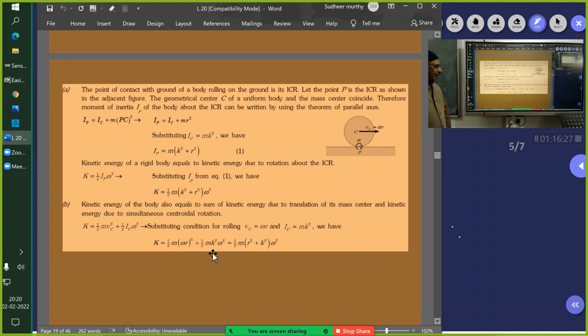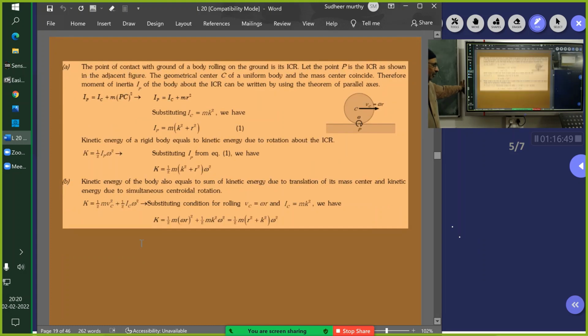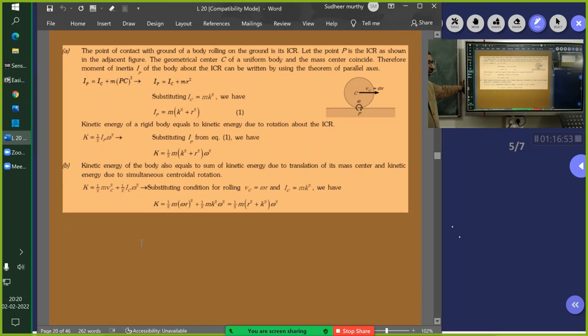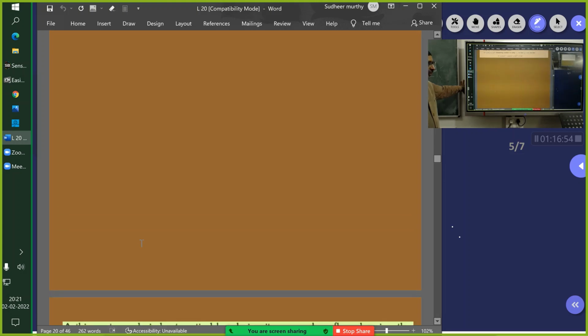You get the same expression for B also. The only thing is here we have used I_P, and here it is written separately. Okay, friends, others? Good.